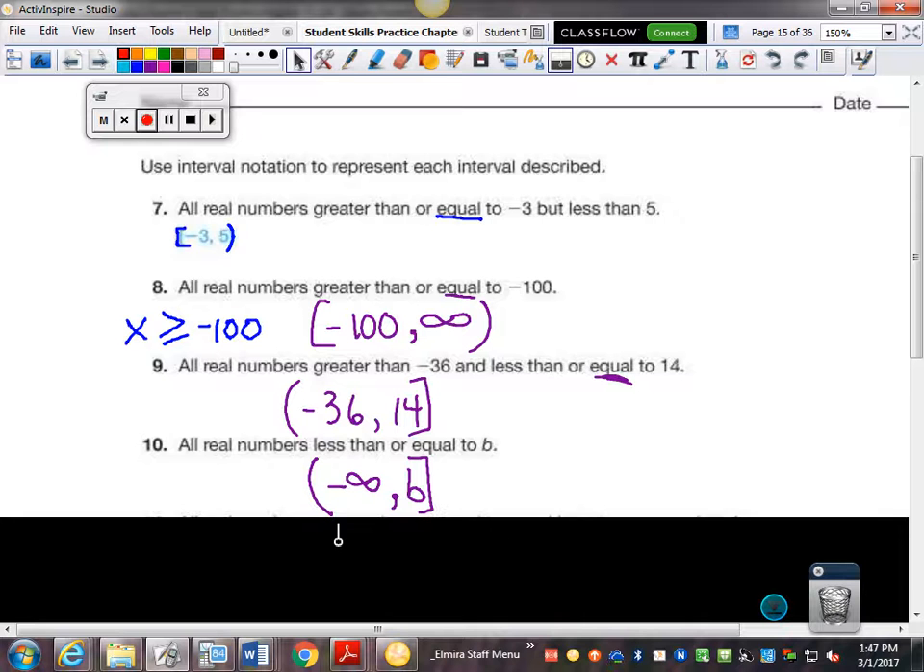Letters, all real numbers less than or equal to b. So that means b is the largest it can be and everything else is smaller. And again, we put that negative sign in front of the infinity to say that we're going from the smallest; you're getting smaller from b as our high point. Okay, so there's a couple examples from that section of the homework.